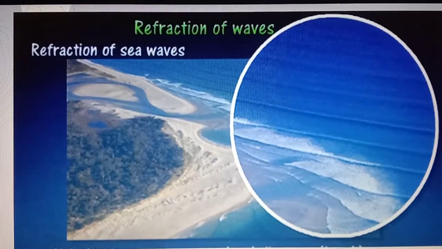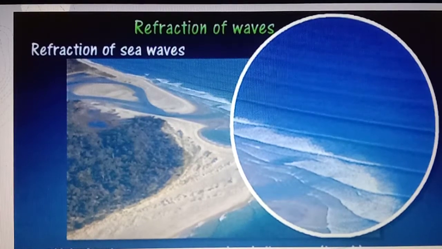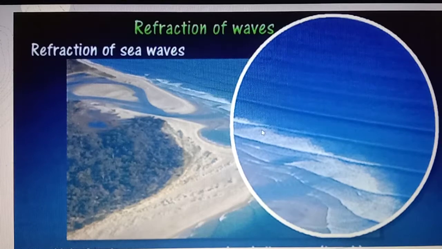Okay, what is the meaning of refraction of waves? You can see in the picture here the water waves form. It looks like parallel lines that are approaching the beach. So what is this actually? This pattern form is due to refraction of sea waves. Now we want to discuss further what is the meaning of refraction of sea waves.